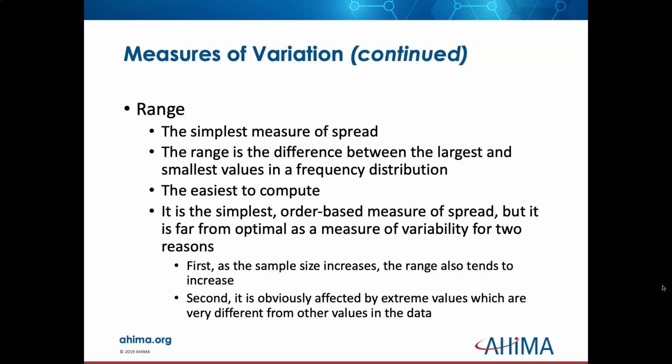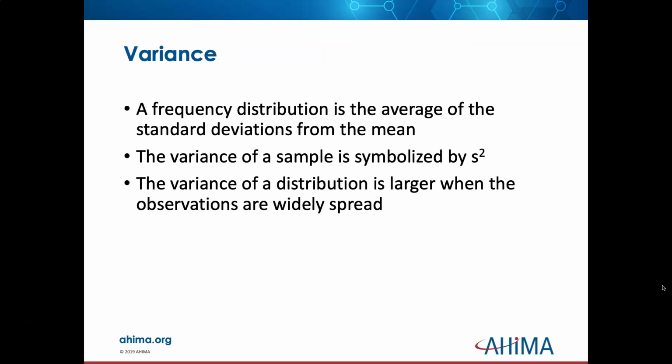Range. The first one we're going to talk about is range, and this is on page 182. It is the simplest measure of spread. It is the difference between the largest and the smallest values in that distribution. It is the easiest to compute. It is the simplest order-based measure of spread, but is far from optimal as a measure of variability because as the sample size increases, the range can also increase, and it is very affected by extreme values or those outliers that are different from the other values in the data.